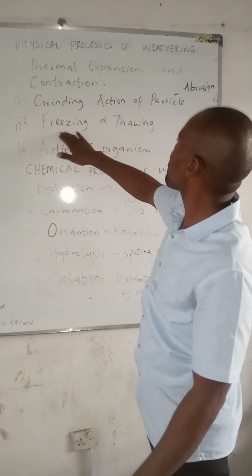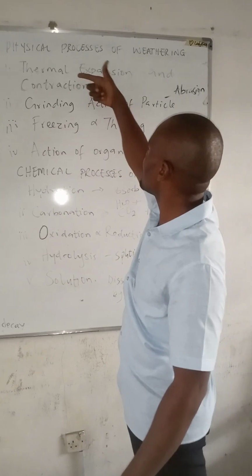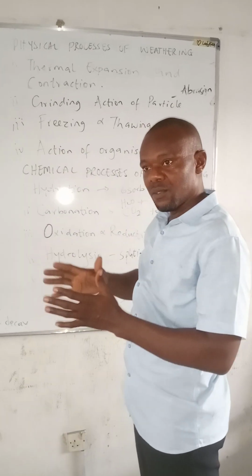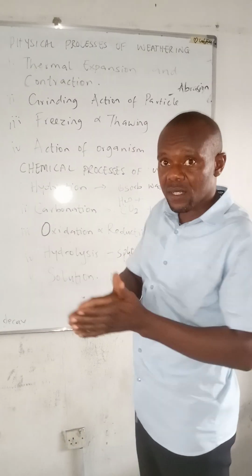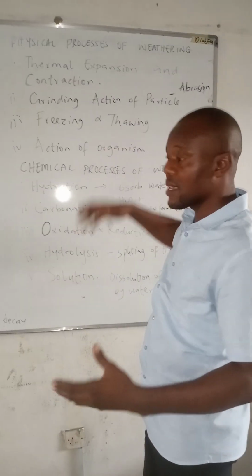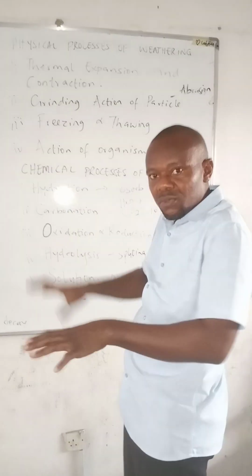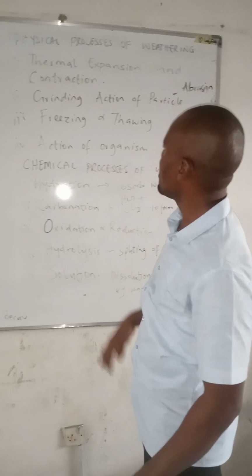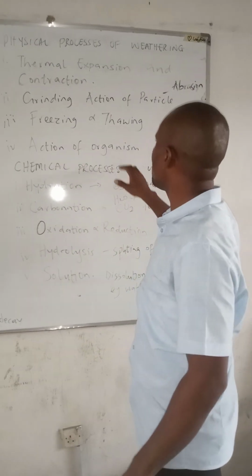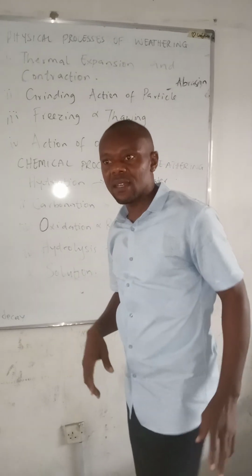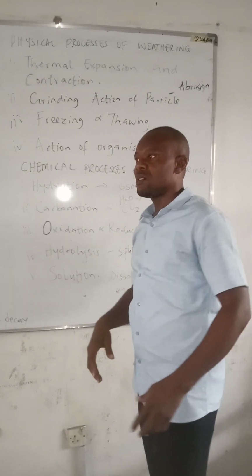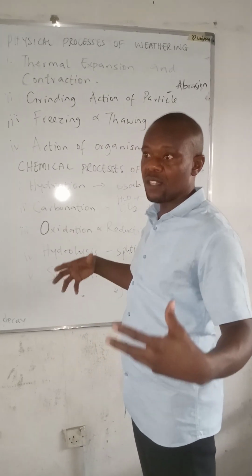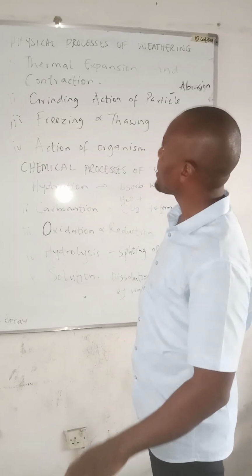Now we have freezing and thawing. This is related to thermal expansion. When the temperature is very low, the rock freezes, and when it is very high, it expands. Expansion and contraction will eventually break down the rock. Then we have action of organisms, like man, plants, and the burrowing action of earthworms in the soil, which will eventually break down rocks into smaller particles.